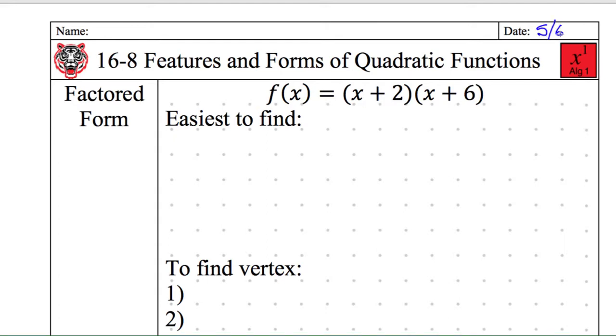Is tomorrow's lesson going to be kind of similar to this? It is similar to this. Instead of doing the algebraic analysis, we're doing a graphical analysis.